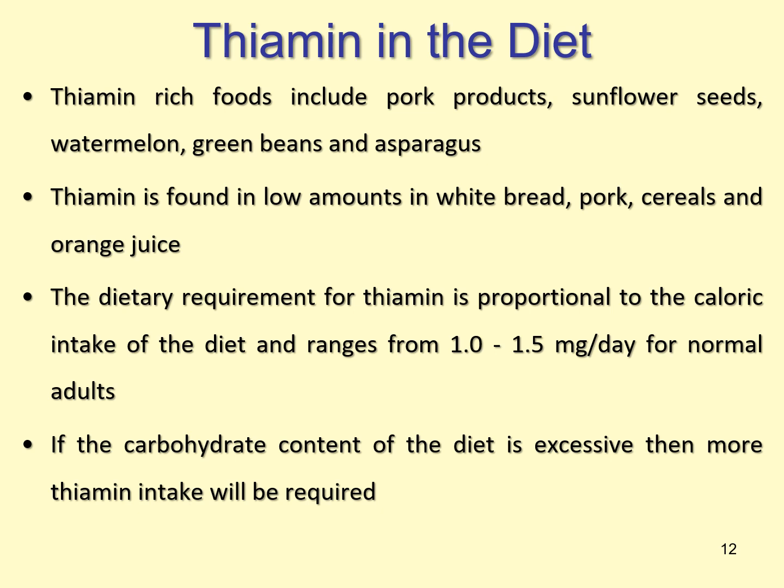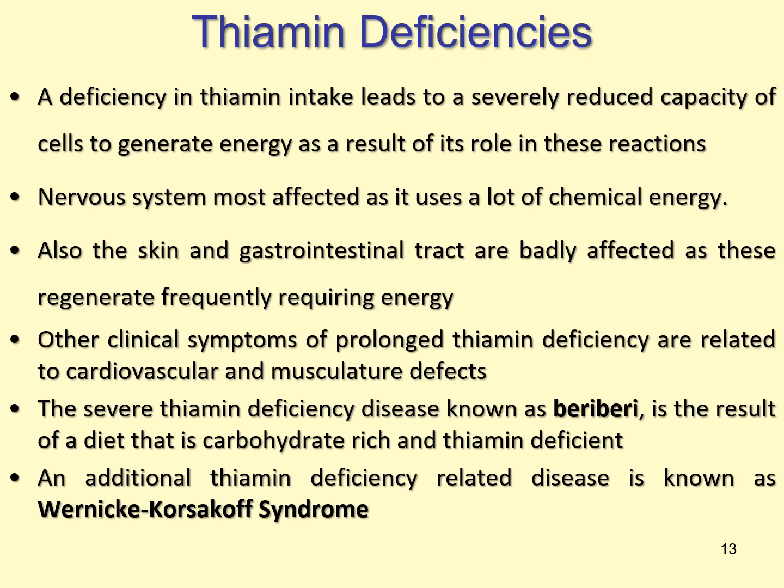The dietary requirement for vitamin B1 or thiamine is proportional to the caloric intake of the diet and ranges from 1 to 1.5 milligrams per day for normal adults. This is the RDA of vitamin B1 in healthy adults. If the carbohydrate content of the diet is excessive, then more thiamine intake will be required by our body. Sometimes a deficiency of this vitamin can also be risky for our health.